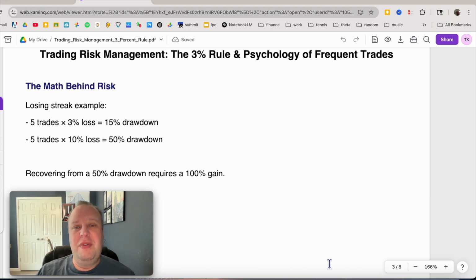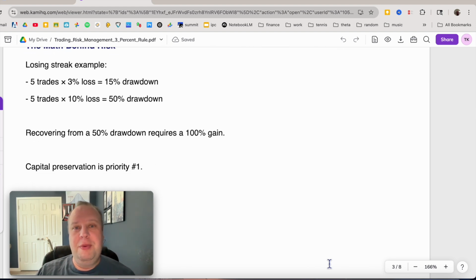If you recover from a 50% drawdown, you need a 100% gain just to get back to break even. So with a $10,000 account, if you lose 50%, you're at $5,000. You need to get a 100% gain on the $5,000, or double your account there. Capital preservation is priority number 1. You want to make sure that you're lowering the amount that you're willing to lose on any one trade.